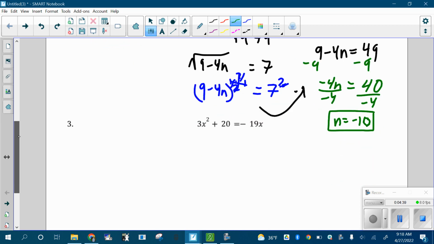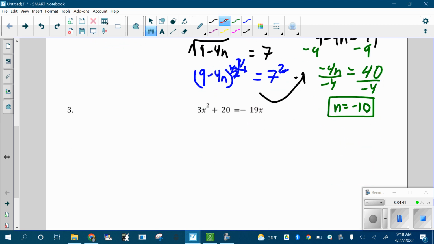Yeah. 3. Quadratic. I got an x squared. Okay? Because I have an x squared and I also have an x term, I'm going to try and use factoring. Before I use factoring, I need it to all be equal to 0. So I'm going to add 19x to both sides. I'm going to be left with 3x squared plus 19x plus 20 equals 0.